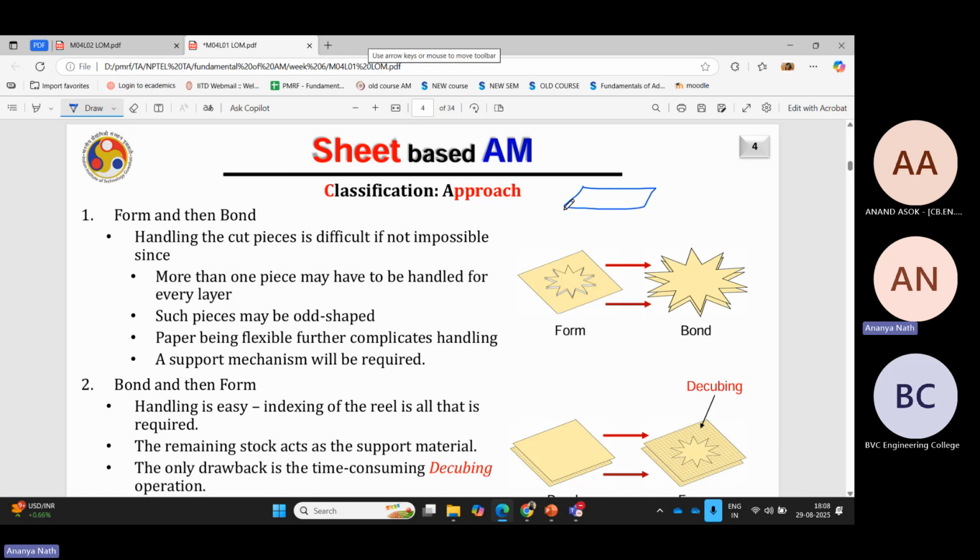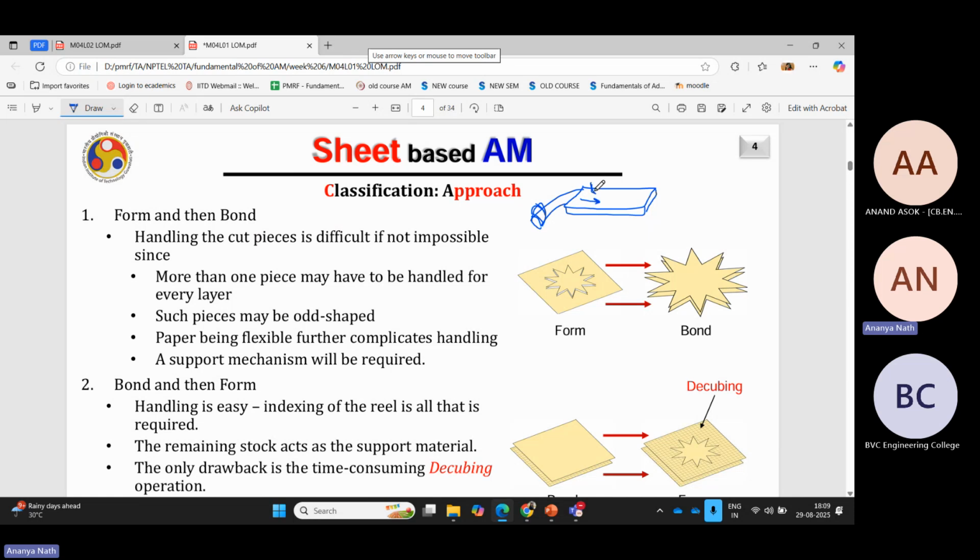This is my bed, and onto it the sheets of paper are coming one by one. These sheets of paper are not separated from each other. There is a big sheet which is mounted on a roller, for example, a roller where the sheets are wrapped around. From the roller, these sheets are coming and placed over the build plate. And over the build plate, there is a knife.